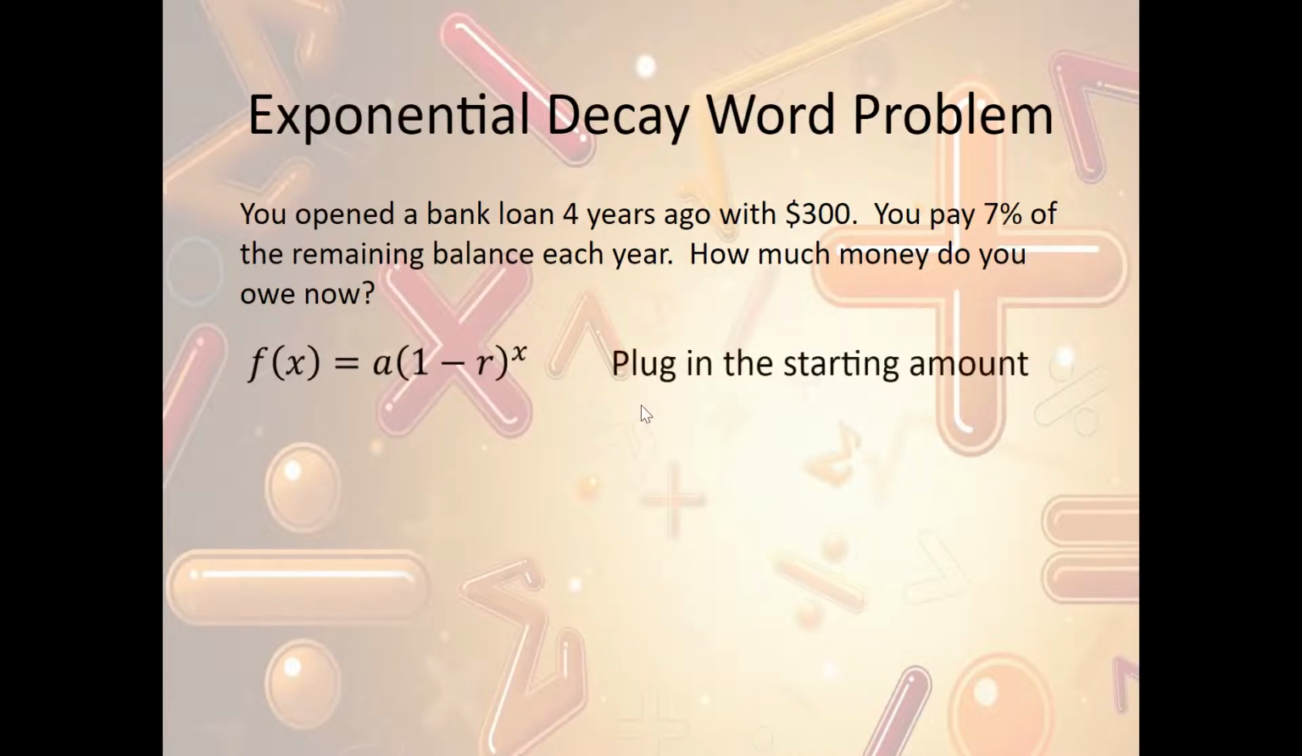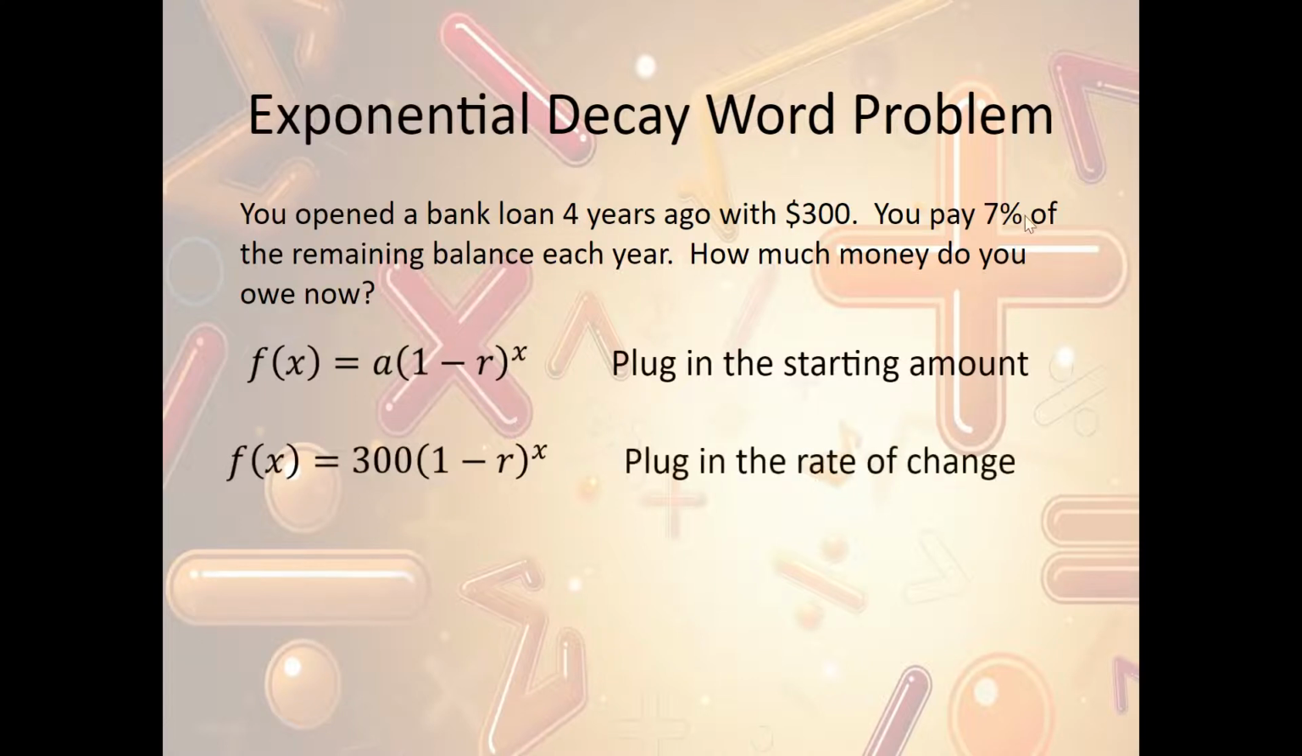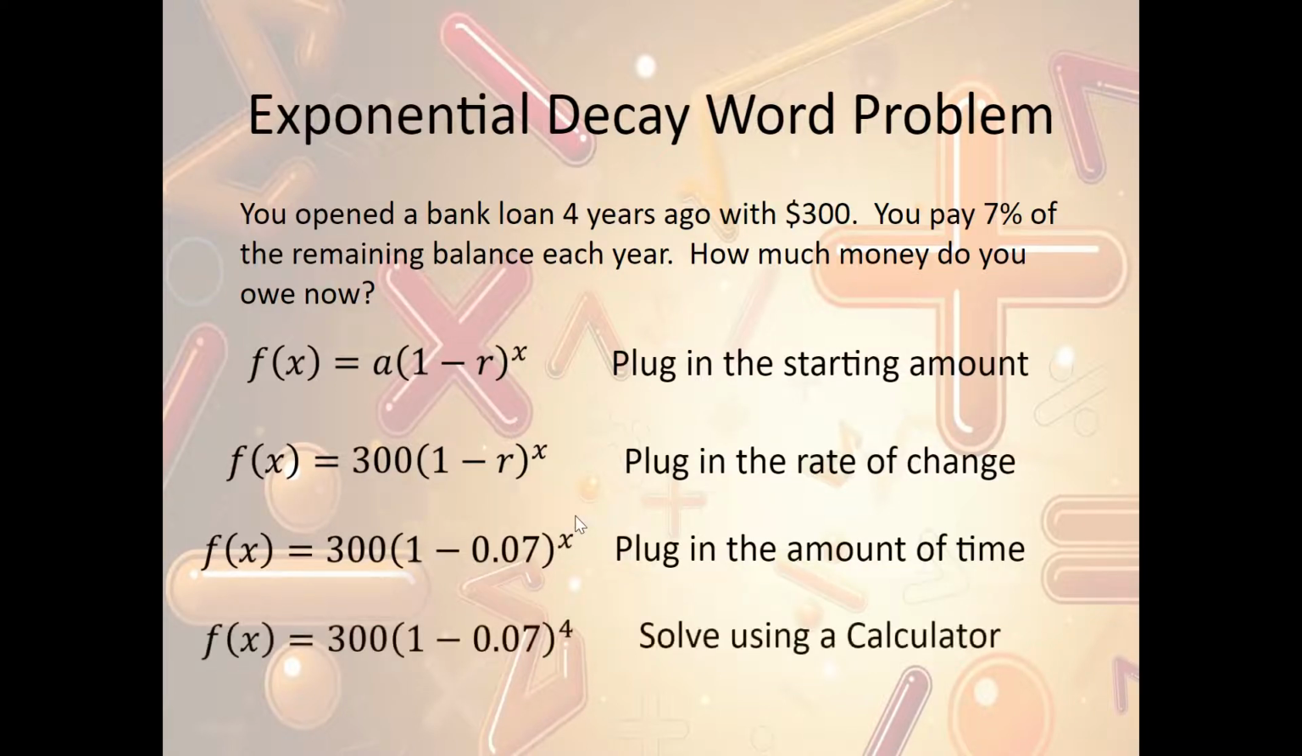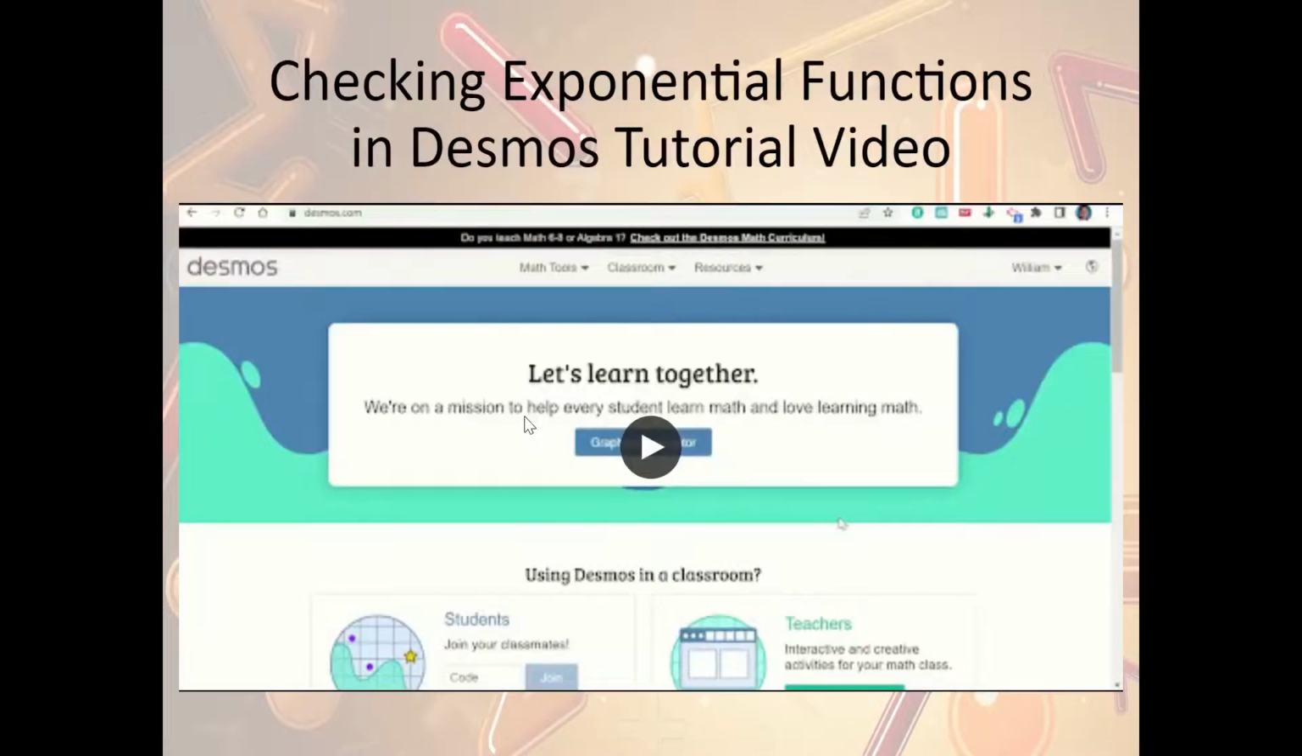So the first thing we do is plug in our starting amount. Our starting amount is $300, so that goes in for A. And we're making payments, so we're going to plug in our rate of change. We're paying 7% each time, so it's 7. We're going to move the decimal back 2 places, so 1, 2, so that's 0.07. Lastly, we're going to plug in the amount of time. The amount of time is 4 years, so that's 4. We plug that into our calculator and we get that now we owe $224.42. There's a video here that shows you how to check exponential functions in Desmos, so you can go ahead and watch that video as well.